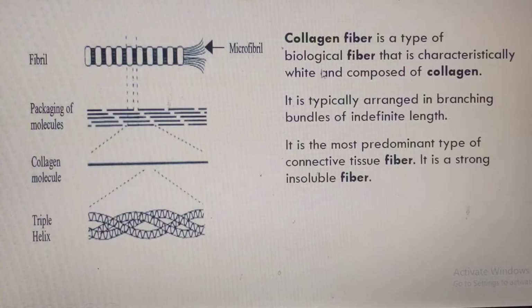So as I've indicated here, collagen fiber will be a very important component of connective tissue, but it is arranged to show that kind of branching, and it's going to have that kind of indefinite length. One thing we have to know is that it is the most dominant type of connective tissue fiber, and it is very important for providing tensile strength. So areas where there is a need for strength have a lot of collagen. For instance, bone has a lot of collagen, so that the mineral matrix can be built upon it. Okay, so that is what I want you to know.